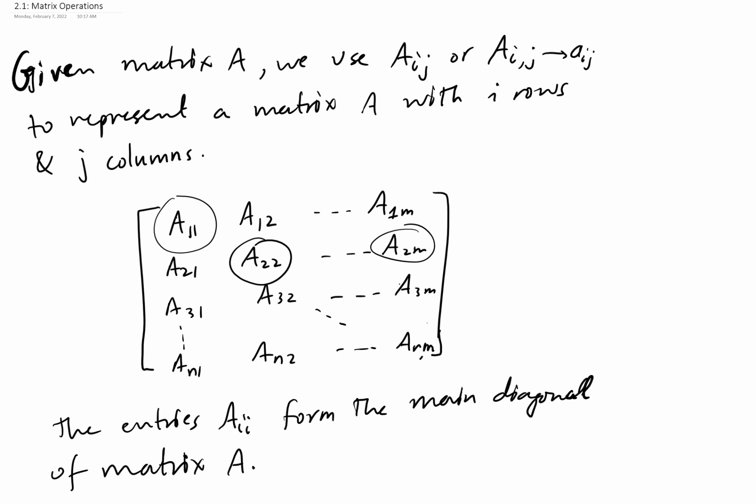So if we are given a matrix A, we use A subscript ij, or some people use small a, to represent a matrix A with i rows and j columns. So if you write A 3 2, that means it's a matrix A with 3 rows and 2 columns.